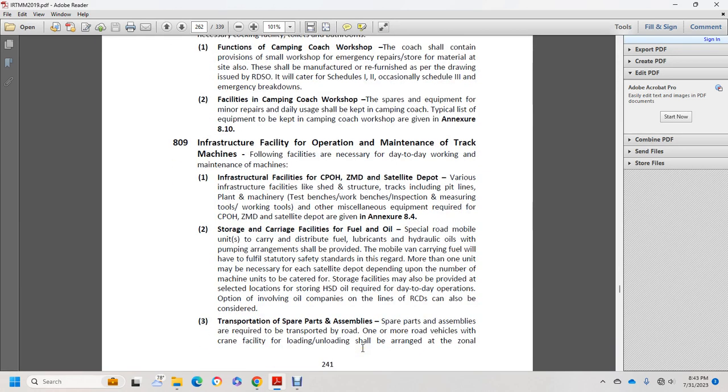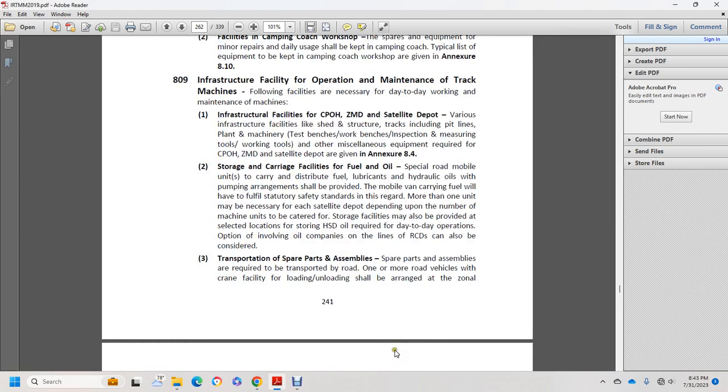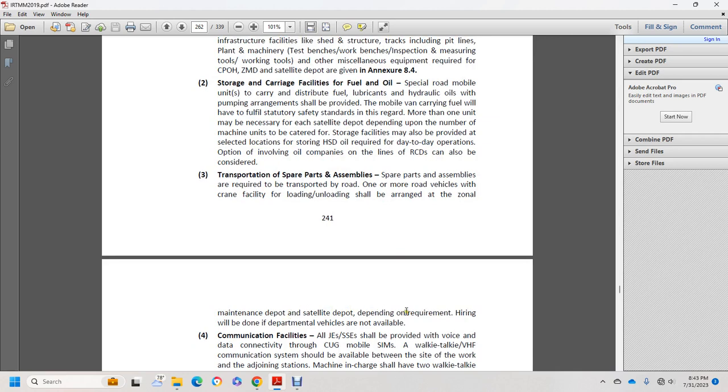Transportation: spare parts and assemblies are to be transported by one or more road vehicles with crane facility for loading and unloading, arranged at the zonal maintenance depot and satellite depot depending on the requirement. Hiring will depend on whether department vehicles are not available.